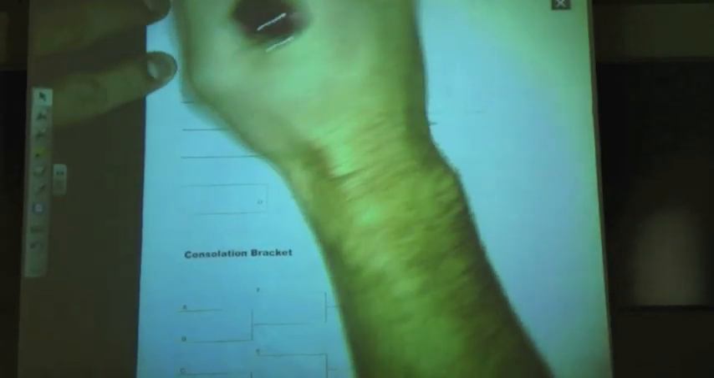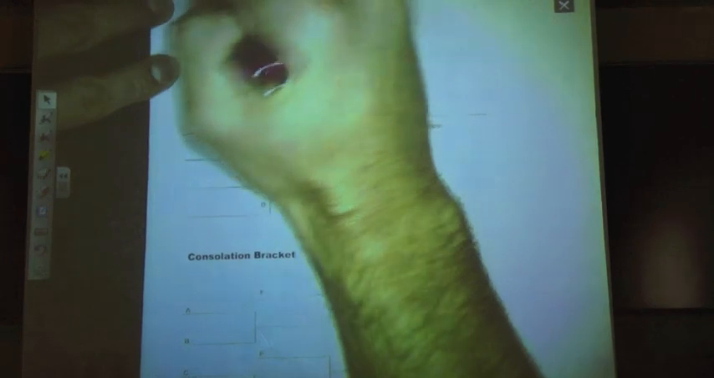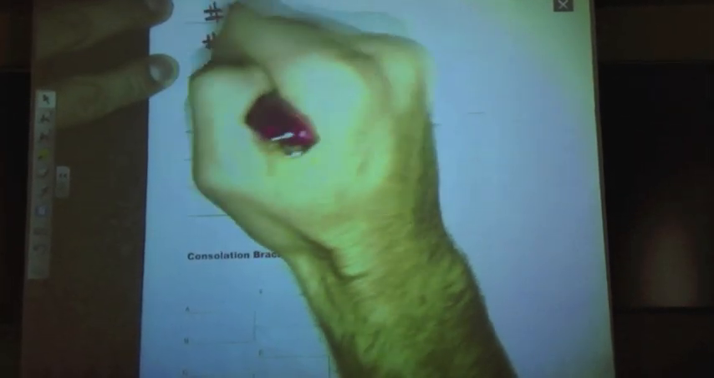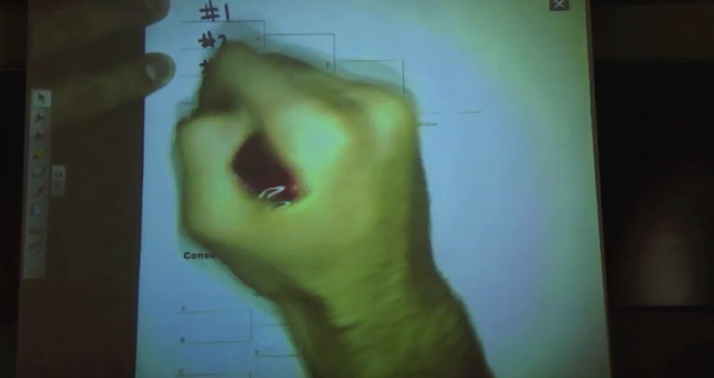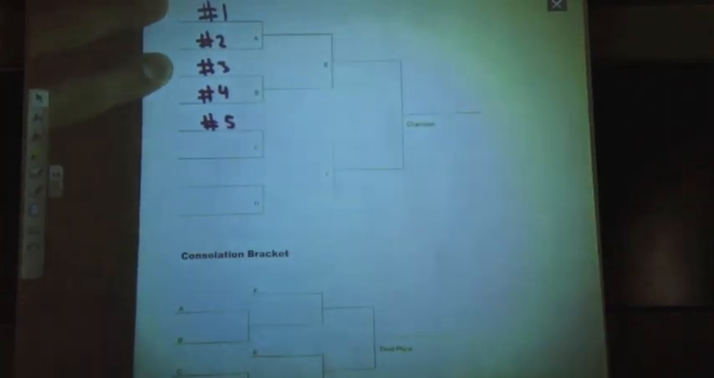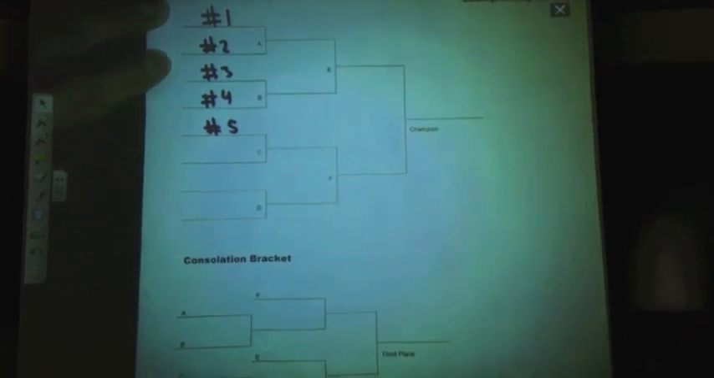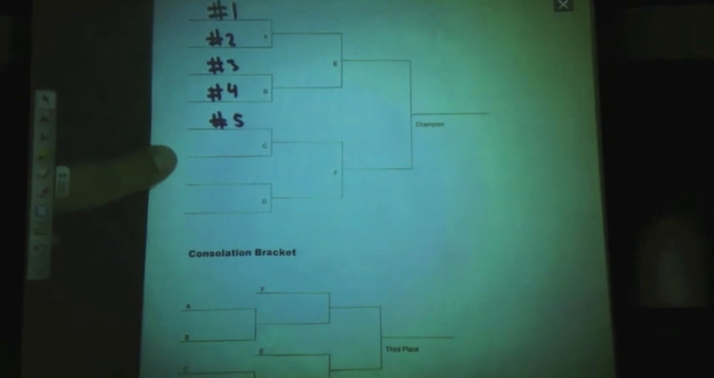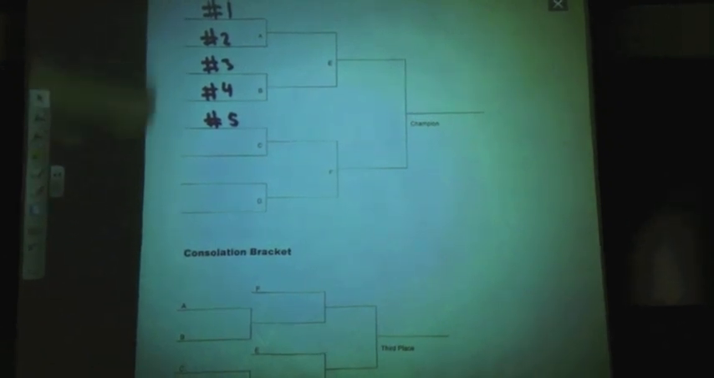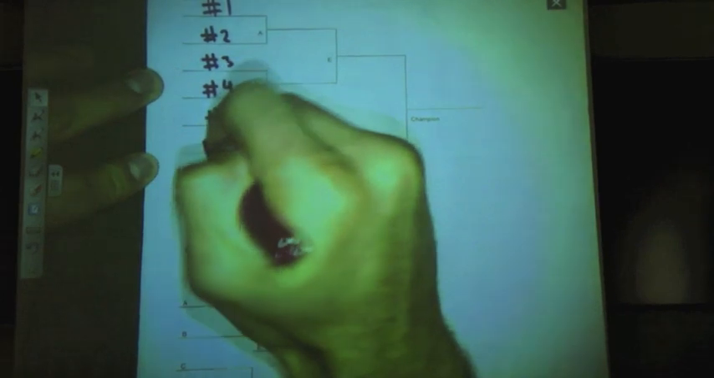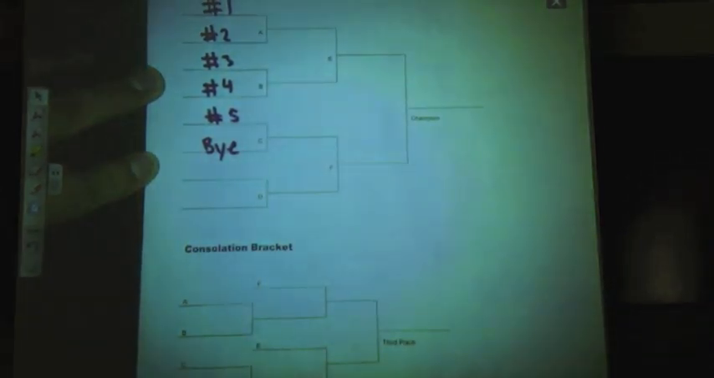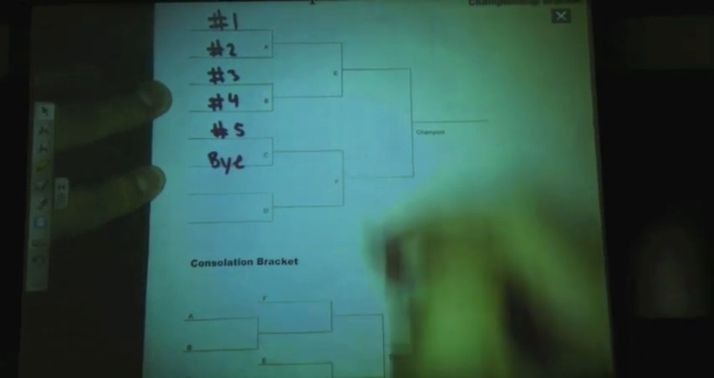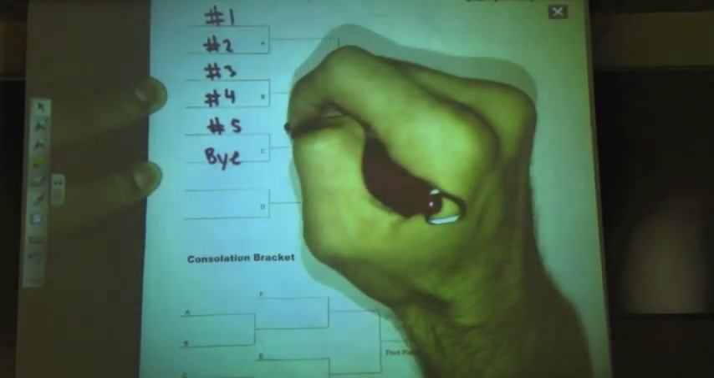We have competitor number 1, number 2, number 3, number 4, and number 5, just like that. And you'll notice that right here, 5, there's no one on this line. There's no one for 5 to go up against. So what's going to happen is 5 is going to get a bye. And there is a modification of the bracket that's going to be needed in order to complete this bracket. And I'm just going to draw it right here just like this.